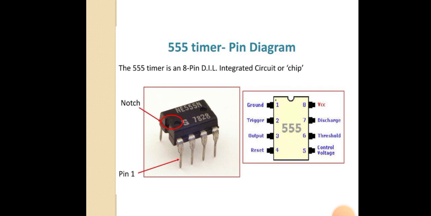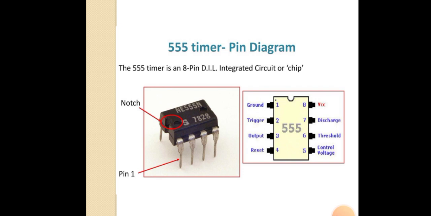Pin 4 is the reset. A timing interval may be reset by driving this input to ground, but the timing does not begin again until reset rises above approximately 0.7 volts. Pin 5 is the control. It controls access to the internal voltage divider.